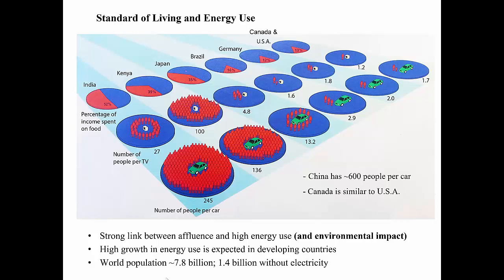And your textbook makes the point, if you read chapter 1, that a lot of the developing countries are striving to become as affluent as North America, and a lot of the growth in energy usage is going to be in those developing countries, and of course that's going to involve a growth in environmental impacts as well. And I note here that when I looked this up, China was about 600 people per car, but they're rapidly changing that.